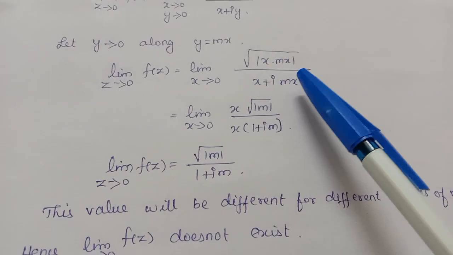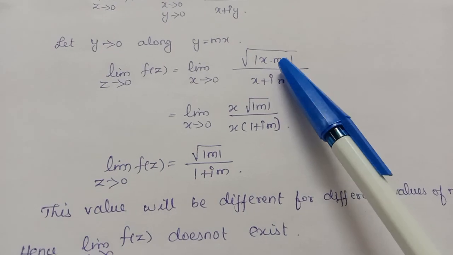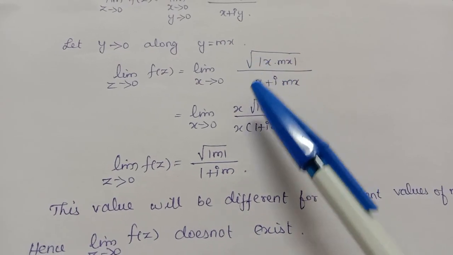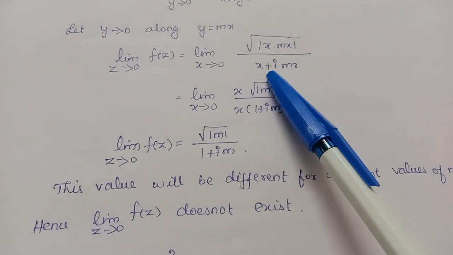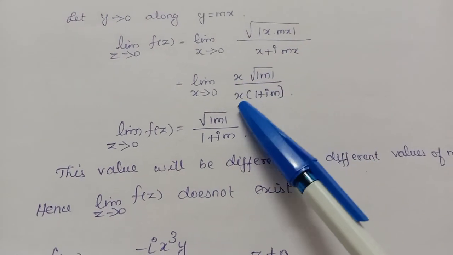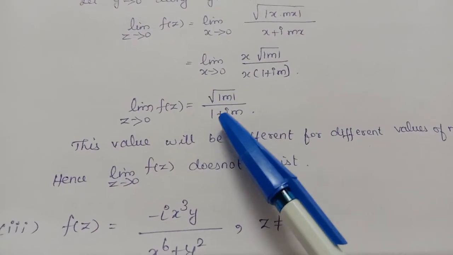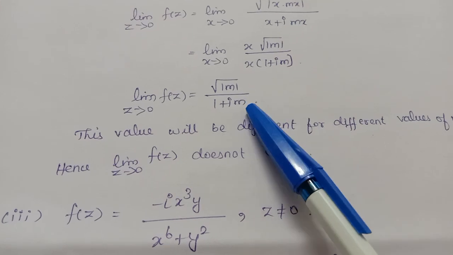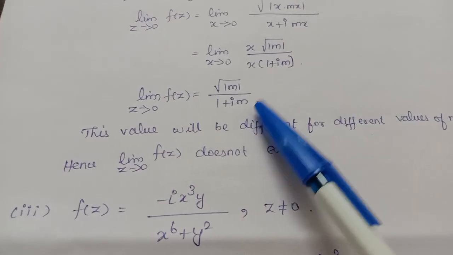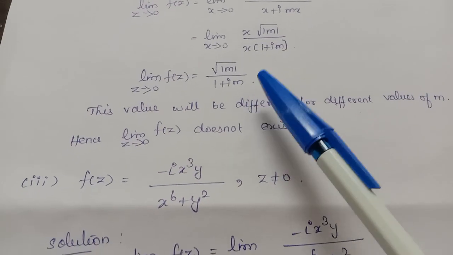Now you take x outside. Here in the numerator x square, no, x square is a positive number, so take it outside. It will be x into root of modulus m by x into 1 plus im. Cancel x, again you are getting root of modulus m by 1 plus im. This will differ for different values of m. Therefore, the limit does not exist.